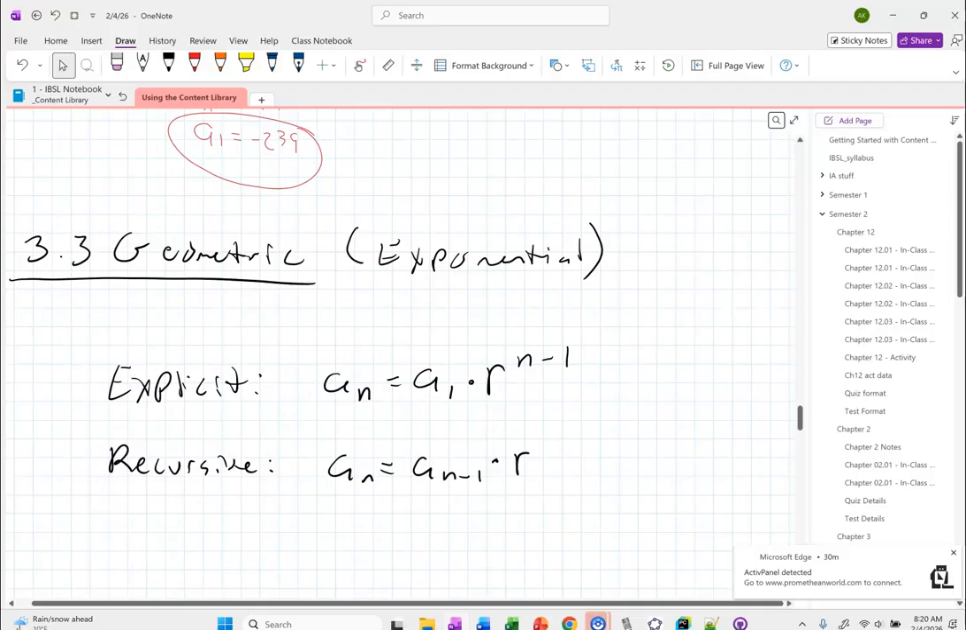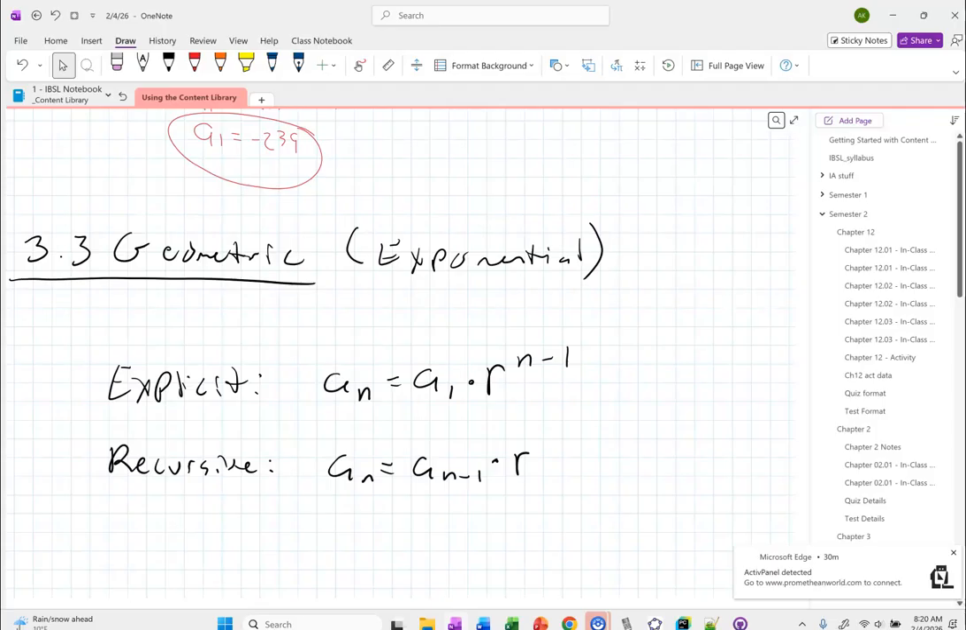The next special type of sequence we'll talk about is the geometric sequence. It has nothing to do with geometry. When you hear geometric sequence, you need to think exponential function. So they'll work the same way as an exponential function. So our explicit formula for a geometric sequence is the first term times r to the n minus 1. And the recursive is the previous term times r, where r is the common ratio.